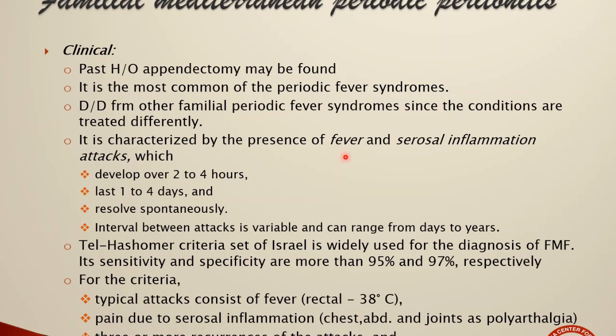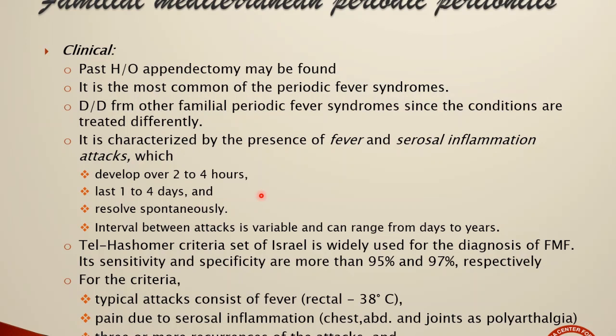And it has to be differentiated from other familial periodic fever syndromes, since familial Mediterranean fever has to be treated differently from other periodic fevers. And the characteristic, as I said earlier, is fever and serosal inflammation. And I told you, abdominal. So what is characteristic about the serosal inflammation? It develops over 2 to 4 hours. The attack develops, or the pain develops over 2 to 4 hours, lasts for 1 to 4 days, and resolves spontaneously. Even if we don't treat this patient, it resolves spontaneously.